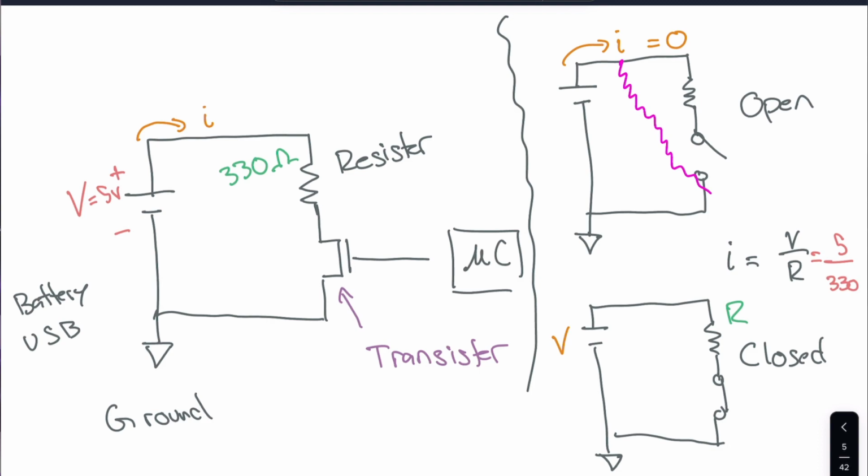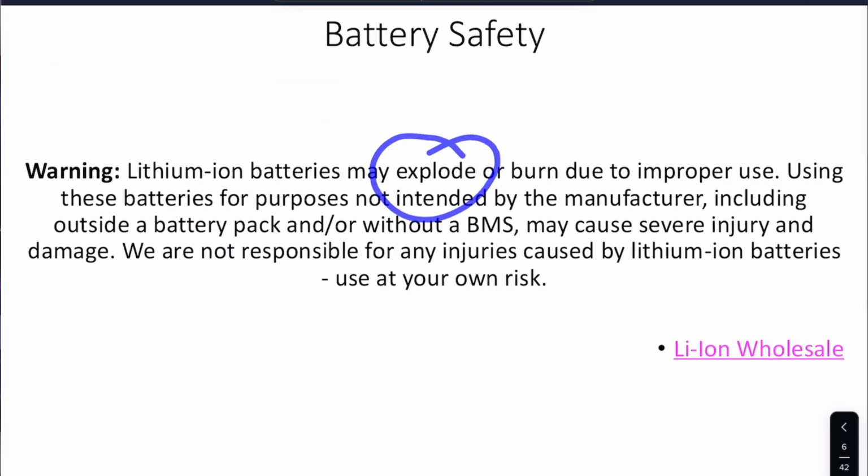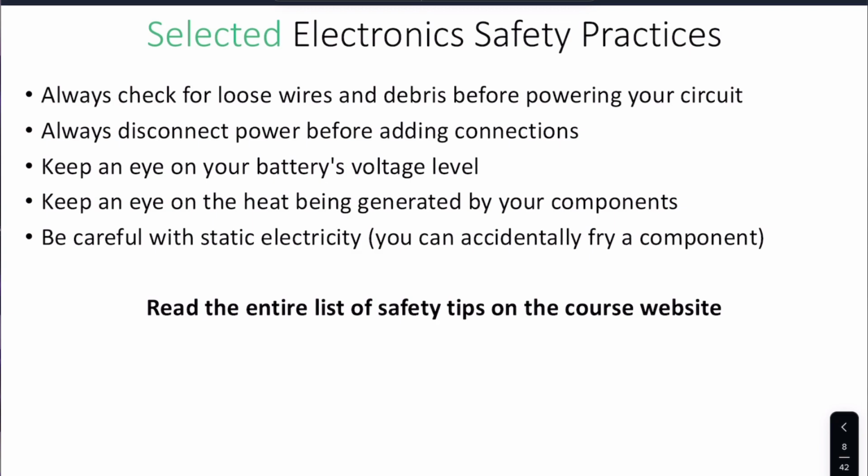Well, that's going to close your circuit when you thought it was open, and even worse, there's actually nothing dropping the load here. So, looking at our equation, that means resistance is close to zero, and so your current is going to be as close to infinite as the battery is going to allow, which is going to get very hot, and it's going to burn and potentially explode. So definitely always check for loose wires and debris before powering your circuit. Always disconnect before adding any new connections.